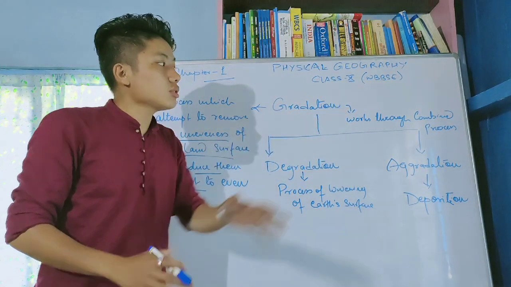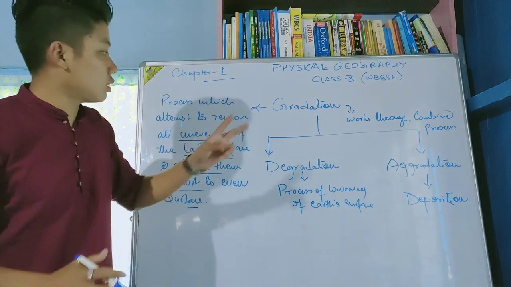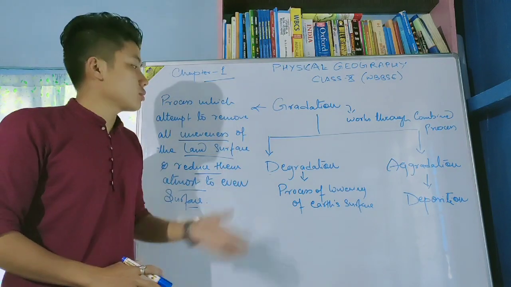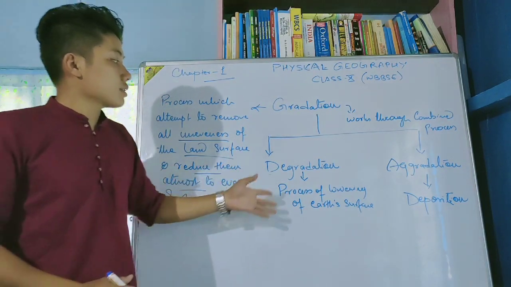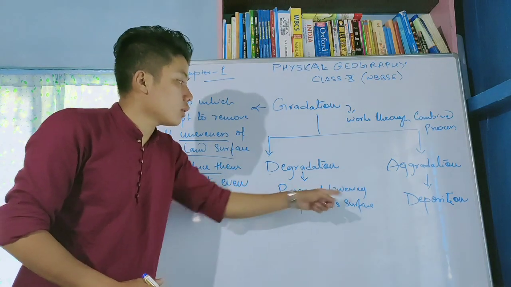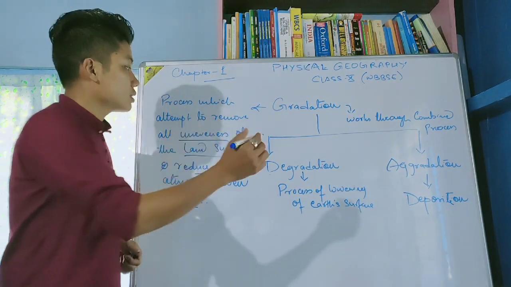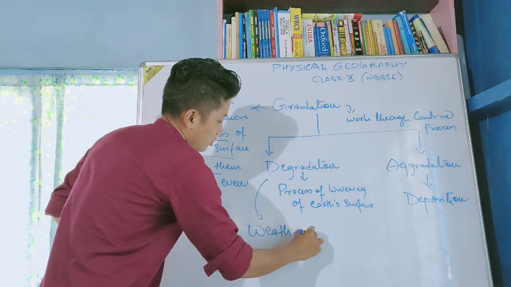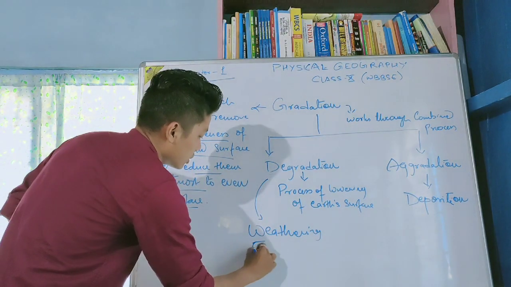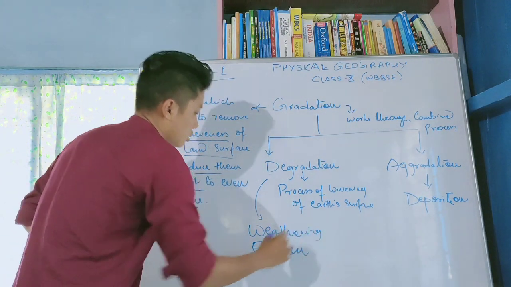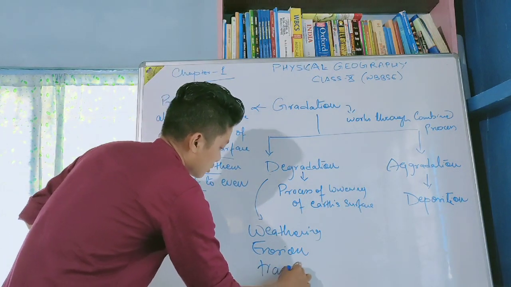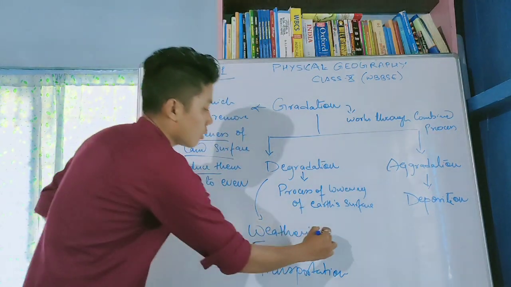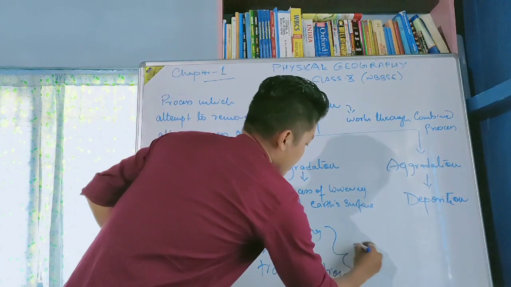Gradation works through combined processes. That means two processes there. One is degradation and one is aggradation. So first let's discuss what degradation is. Degradation is a process of lowering of the earth surface. It is done through basically three processes. Number one is weathering, number two is erosion, and the last is transportation. All these combined processes are called denudation.